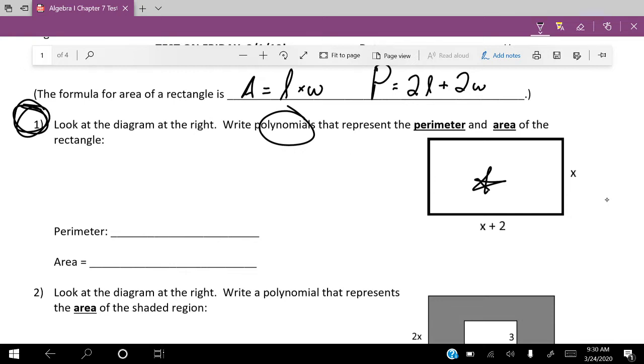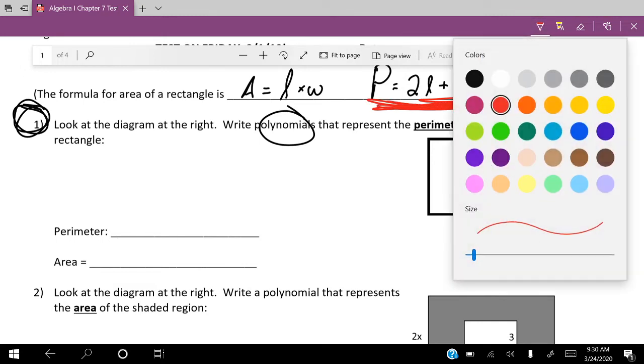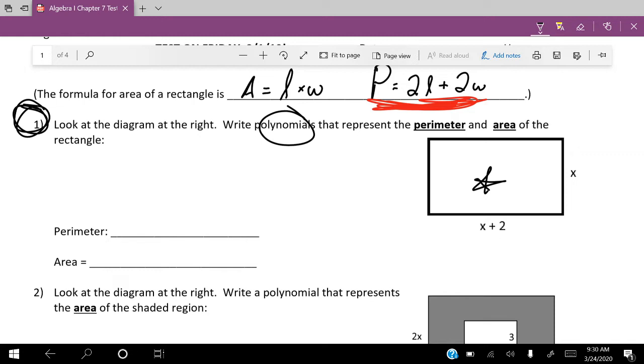It says to represent the perimeter and area of the rectangle. I'm going to do perimeter first, and I have already identified that my perimeter equation is 2 times the length plus 2 times the width. So I need to identify what the length and the width are. I notice that I have two sides that have been labeled, that side right there and this side right here. Length is what we mean from top to bottom, so I'm going to say that x is our length and x plus 2 is the width.